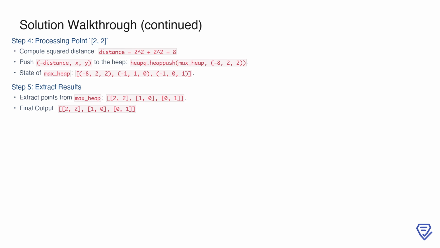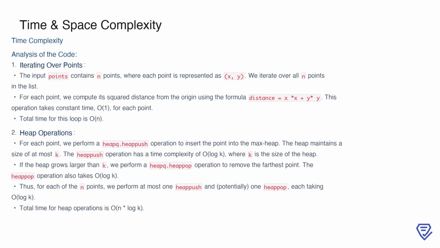To understand the time complexity of our solution, let's start by analyzing the main components of the code. First, we iterate over all the points in the input list. Each point is represented as a pair of coordinates, x, y. For every point, we calculate its squared distance from the origin using the formula distance = x * x + y * y, which is a constant time operation, O(1). Since we process all n points, the total time for this step is O(n).